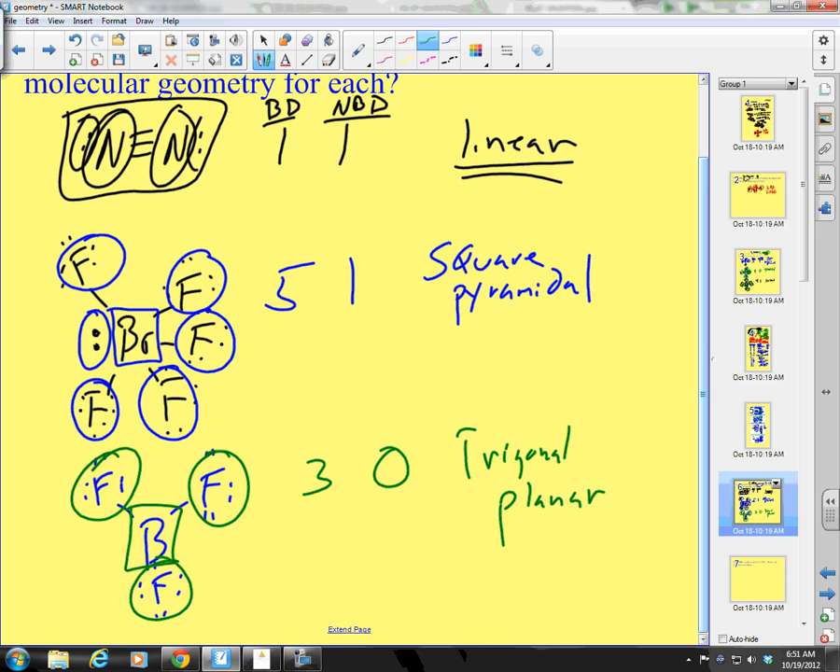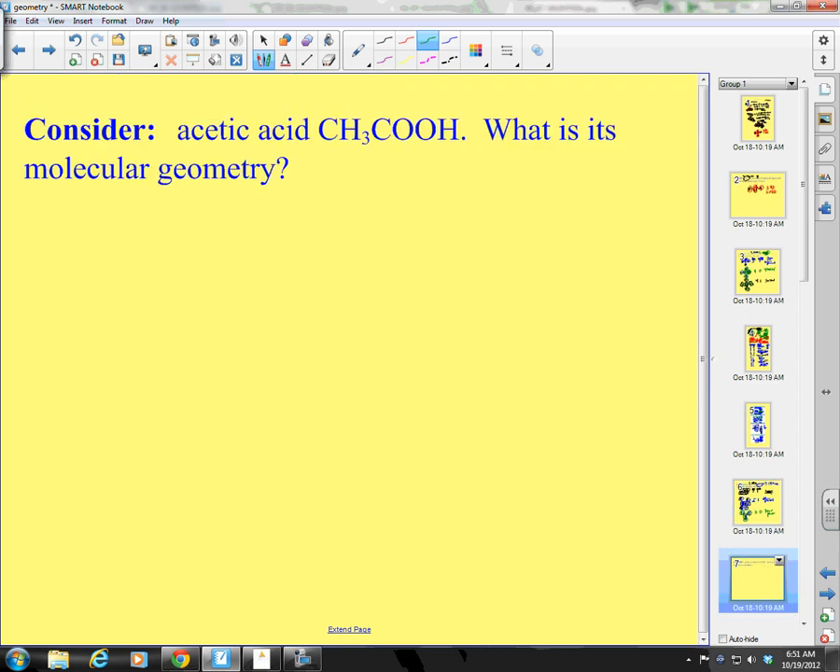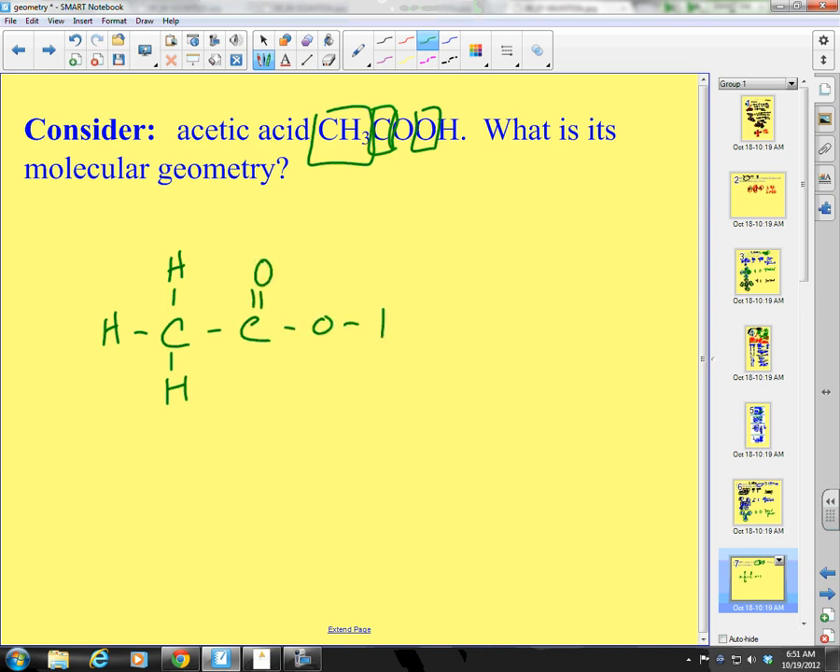Okay, excellent. Let's do one more quickly, and I'll just run through this to show you. This one's difficult because it is very complex. It has more than one central atom. The Lewis structure for it is this. Then we need to put some more electrons there. Good, 2, 4, 6, 8. There we go. So this is what my Lewis structure for acetic acid looks like.